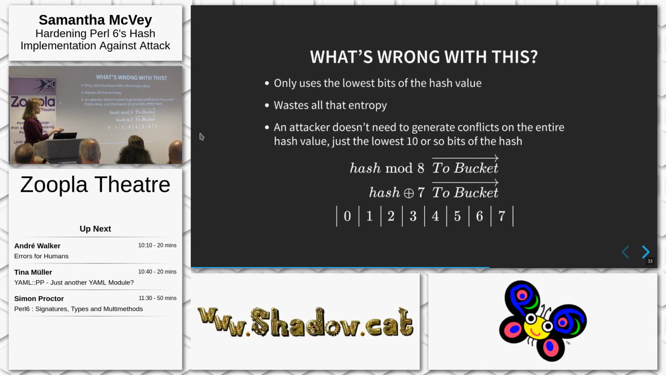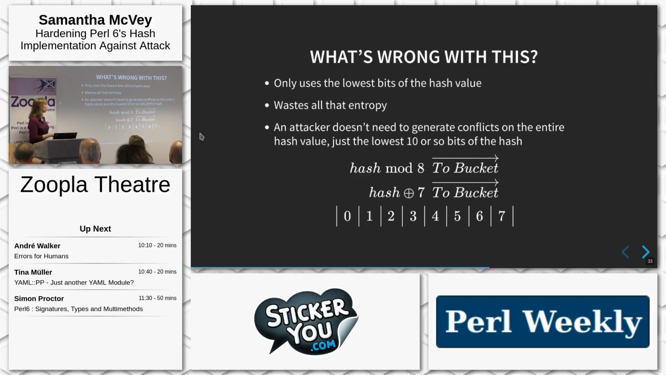So it wastes all the entropy. Let's say you have a 64-bit or 32-bit hash, you're only using 12 bits max, or maybe 8, depending on the size of your table. And so the attacker doesn't need to generate conflicts for your whole hash value. They only have to care about 10 bits. And so that makes it much easier, and makes it easier to attack 64-bit and 32-bit hashes.